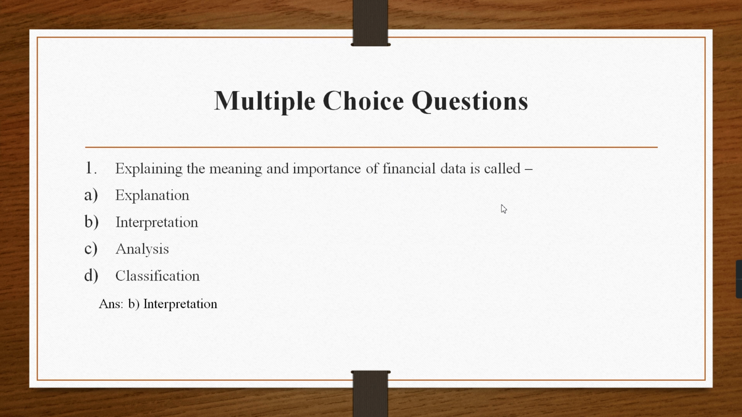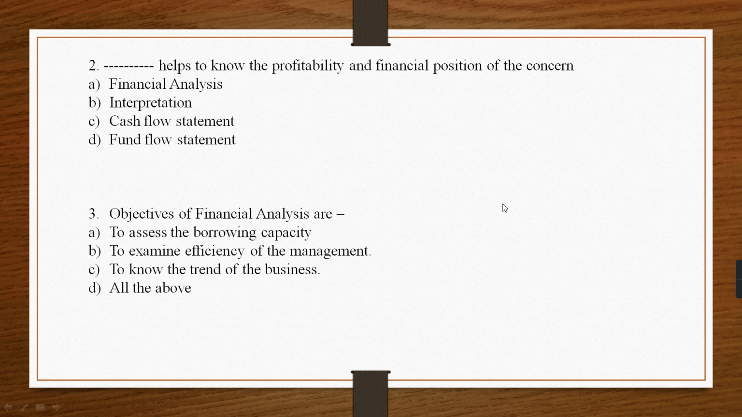The answer is interpretation. Next one: dash helps to know the profitability and financial position of the concern. Is it financial analysis, interpretation, cash flow statement, or funds flow statement? It is financial analysis. Next question: objectives of financial analysis are to assess the borrowing capacity, to examine the efficiency of the management, to know the trend of the business, or all of the above. What is the answer? It is all of the above.